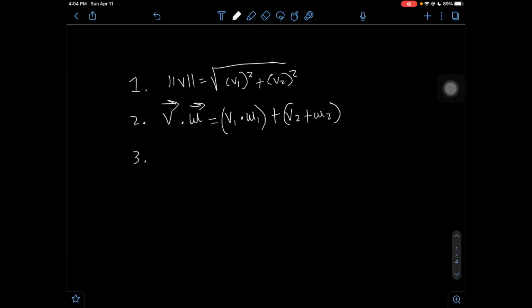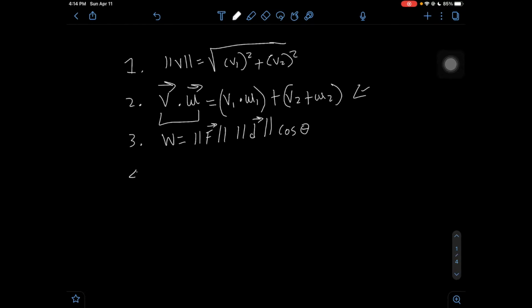The third equation which we are going to be using in this video is w, or work, equals the magnitude of your force times the magnitude of your distance times cosine of theta. And the last equation we need to know for these types of problems is v times w equals the magnitude of v times the magnitude of w times cosine of theta. This equation will primarily be used for finding theta, or the angle in our question.